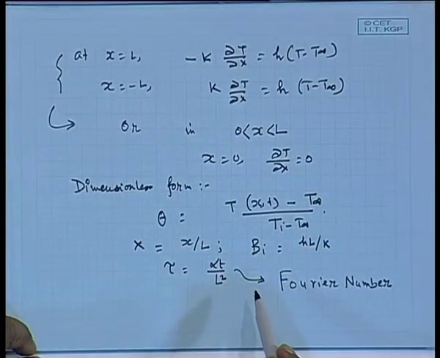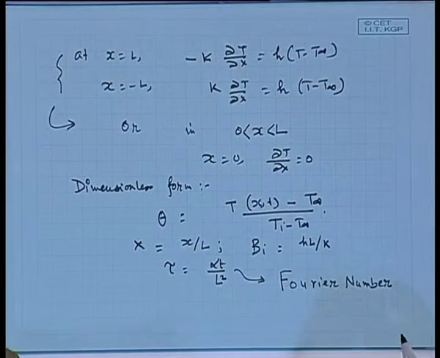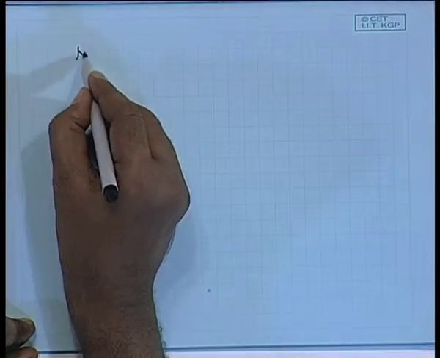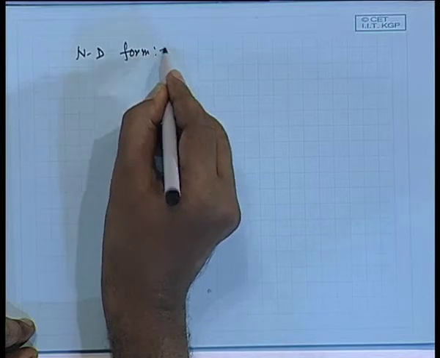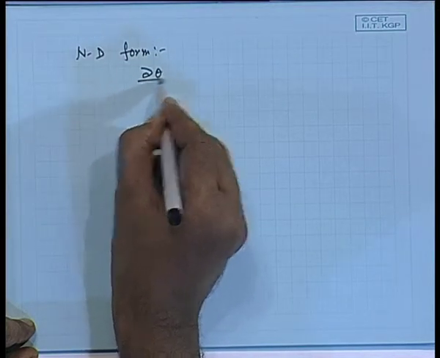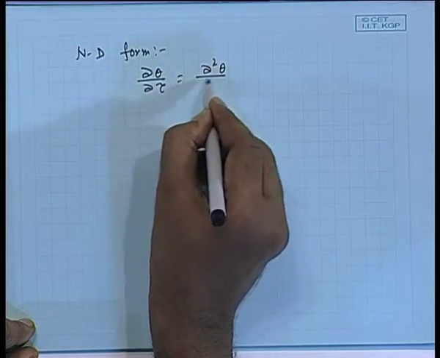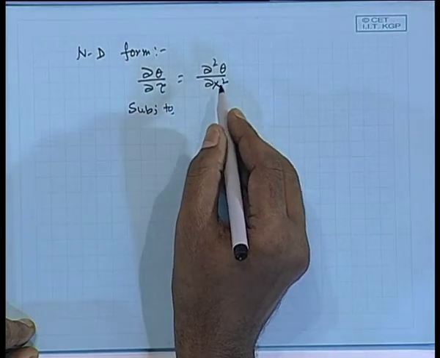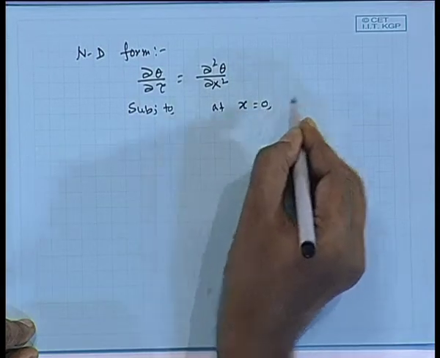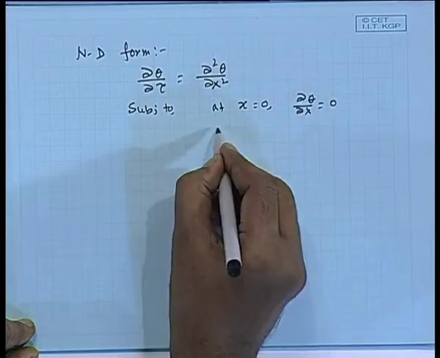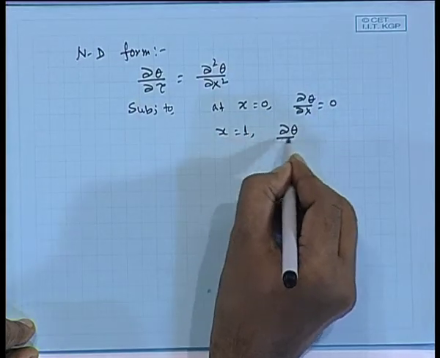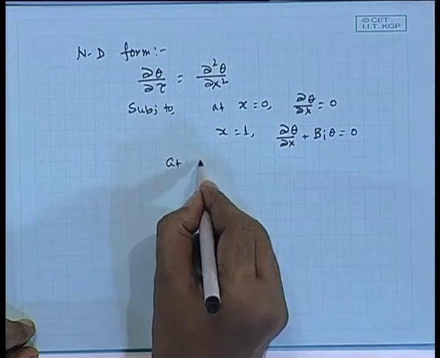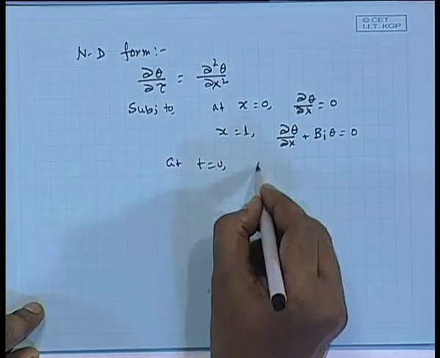Now, using this non-dimensional variable, your governing equation can be made non-dimensional, and the non-dimensional form of the governing equation as well as the boundary conditions become: del theta del tau is equal to del square theta del x square, subject to, at x equal to 0, del theta del x is equal to 0; at x equal to 1, del theta del x plus Bi theta is equal to 0; and at tau equal to 0, what will it become? It will become 1, right, theta will be equal to 1.